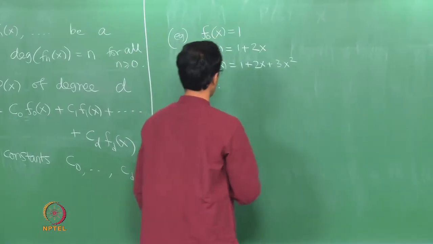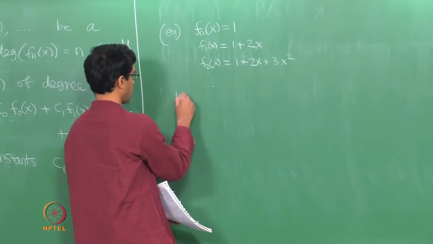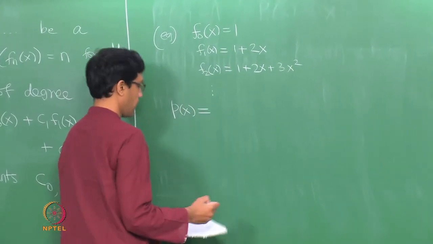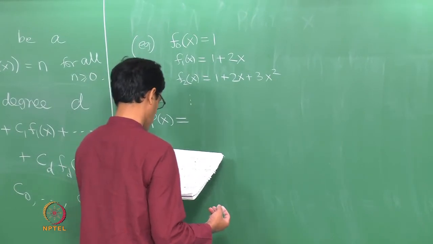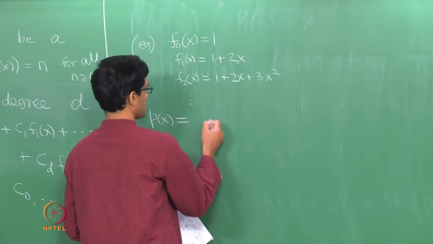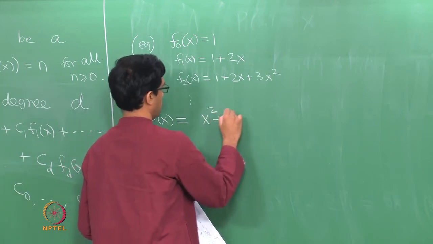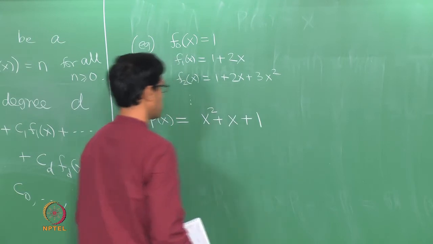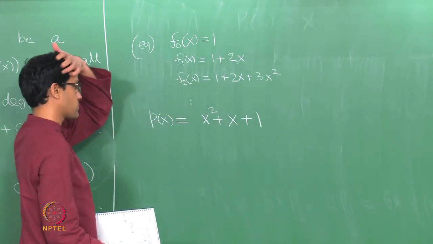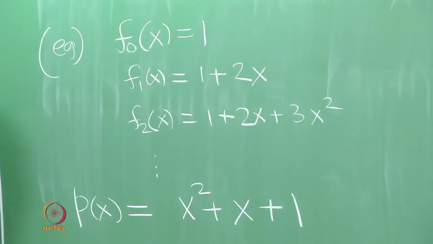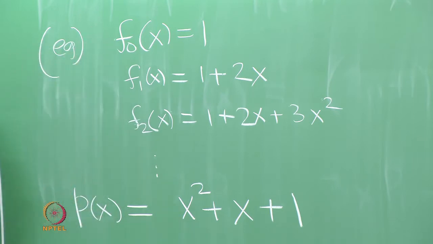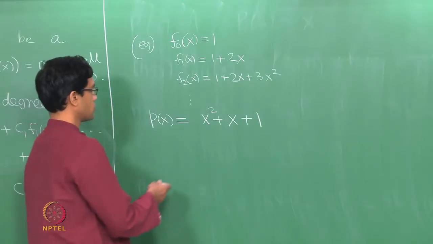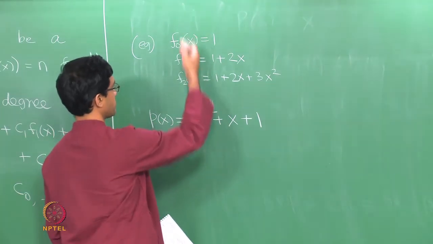Now let us do this by example. Let me take a polynomial p of x to be x squared plus x plus 1. Let us keep it simple. It has degree 2, and so this principle should say that I should be able to write p purely in terms of f0, f1 and f2 as a linear combination of these three functions. So how do you do this? How do you write p in terms of these three guys?